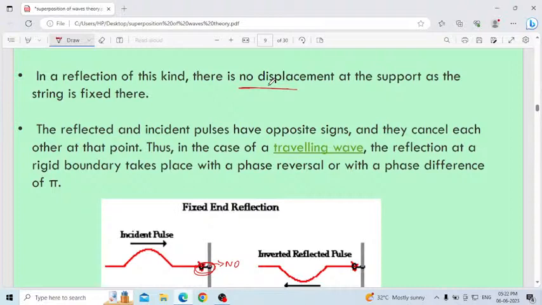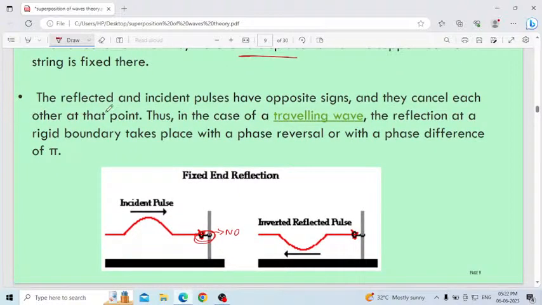The reflected and incident pulse have opposite sign. Yes, both move in opposite directions, therefore they possess opposite sign. They cancel each other at that point. Thus, in the case of a travelling wave, reflection at a rigid boundary takes place with a phase reversal, with a phase difference of pi. Pi means 180 degrees, because this end is fixed.